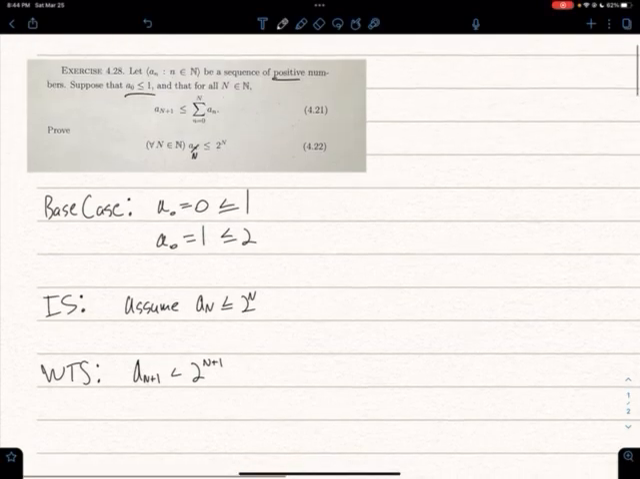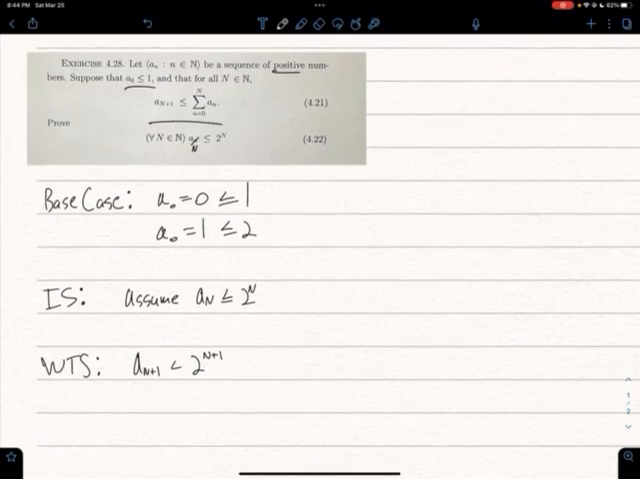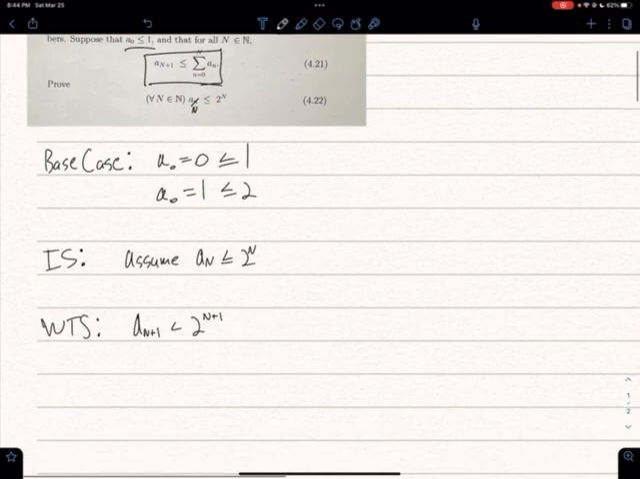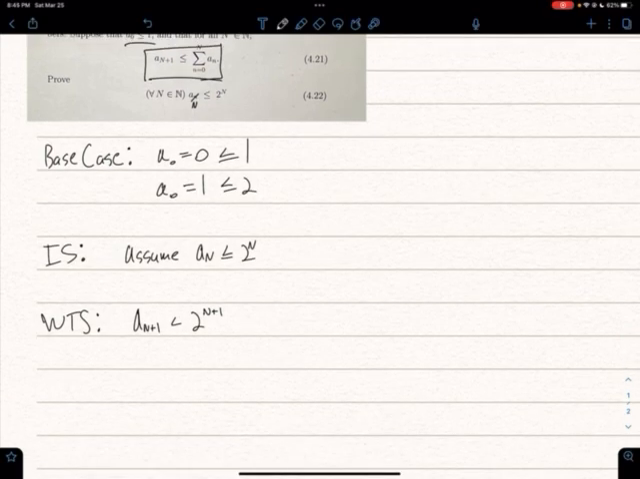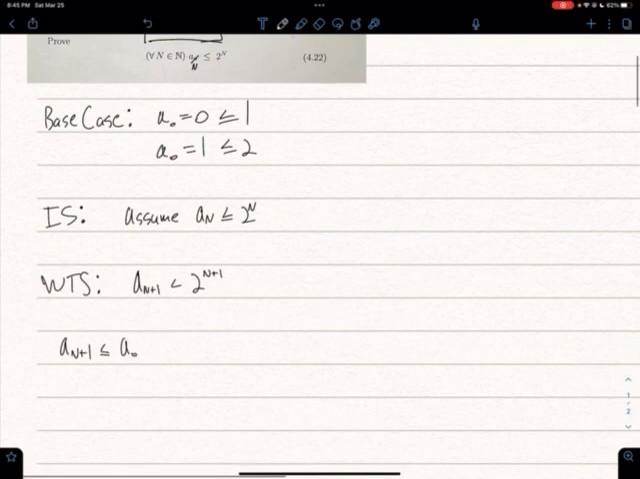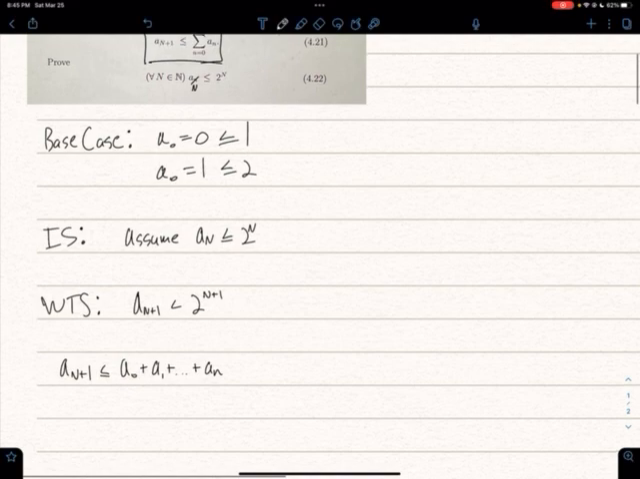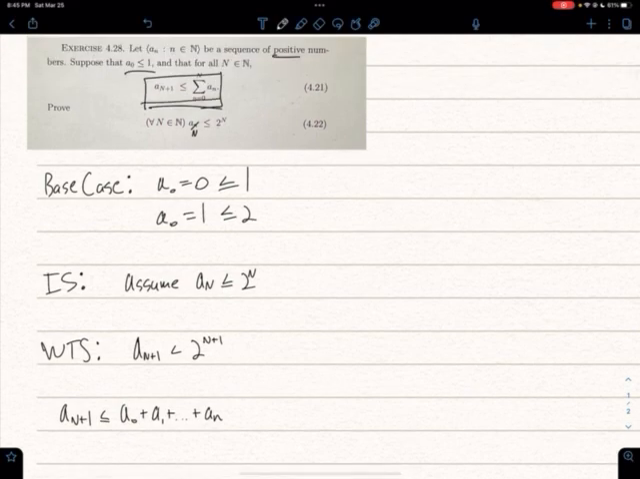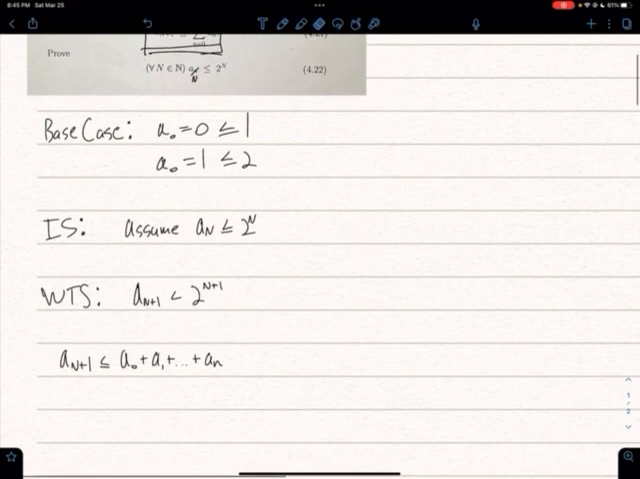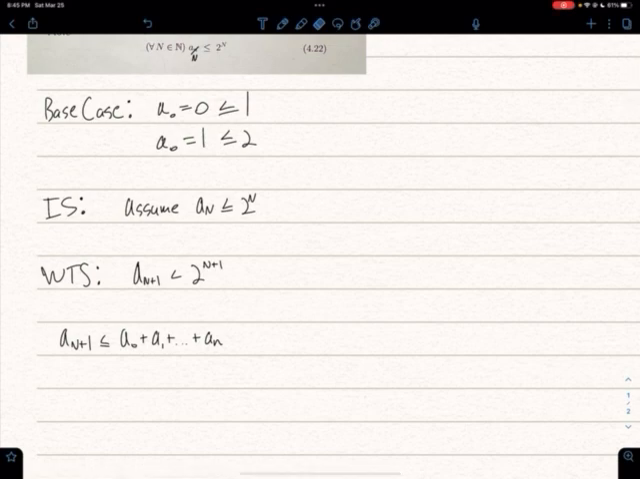All right, by this stipulation right here, we can say that basically a to the N plus 1 is less than or equal to the sum of all the terms up to aN, or up to N. So a0 plus a1 plus everything up to aN. All right. So by this stipulation right here, we know this is true. Okay, what else can we do from here? We're trying to show this.